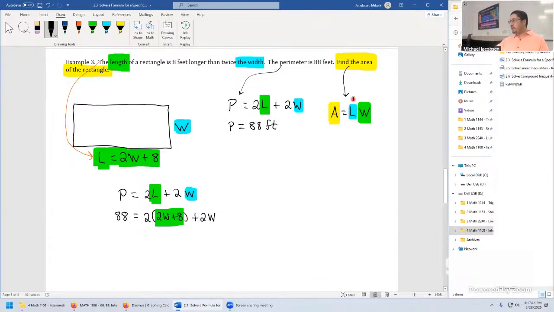We could have substituted L inside of here and put 2W plus 8 times W, but then we're still stuck. That would have been an equation with 2 unknowns, W and the area. There's nowhere to go with that. So that's why we had to go through the perimeter formula first. And the hint is, if they give us the perimeter, it's probably so that we can use this formula here first, to get one variable.